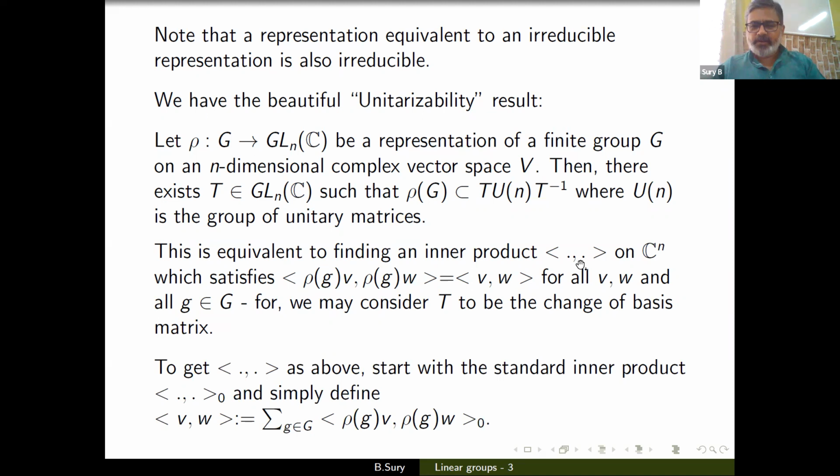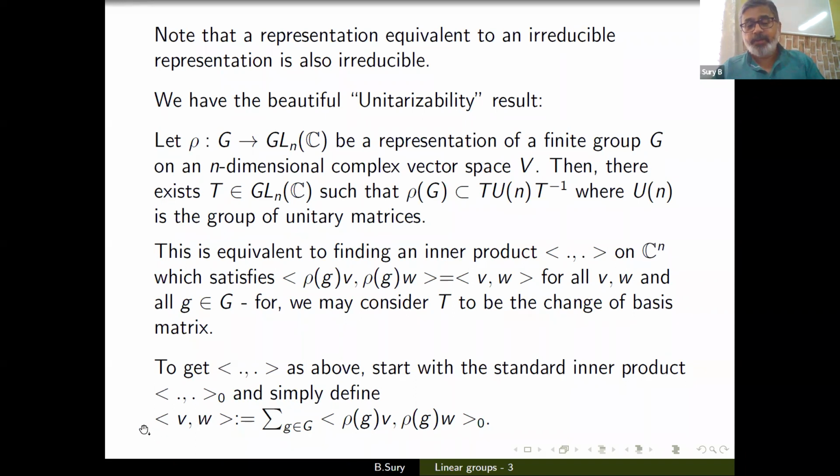So to get such an invariant inner product, start with the standard inner product, which I called inner product 0 here, and then simply average it out, or sum it out. Averaging would mean you divide by the order of G, you can do that also; scaling this inner product doesn't matter. So this new inner product that you define is definitely left invariant.